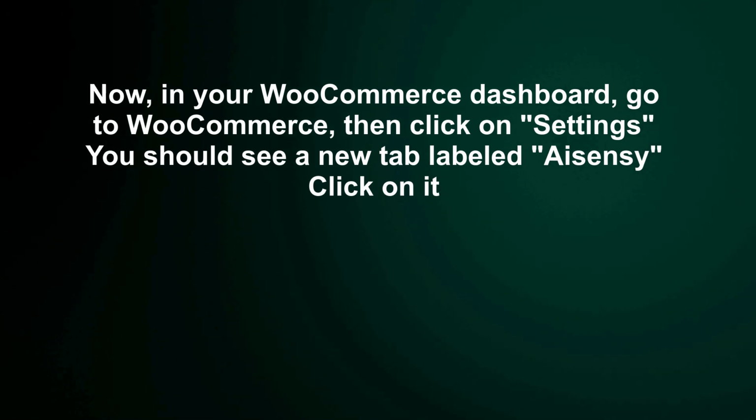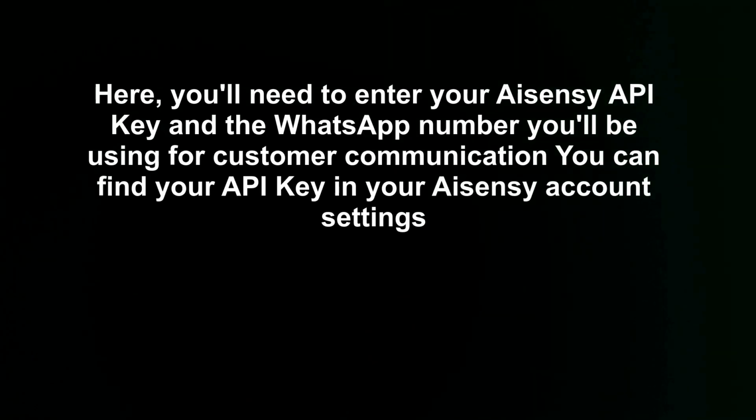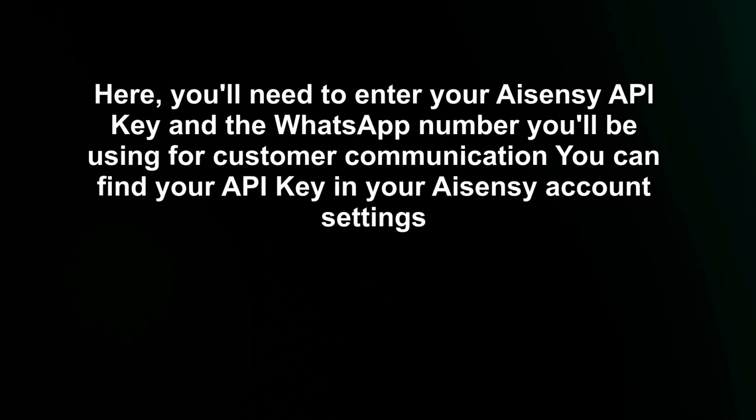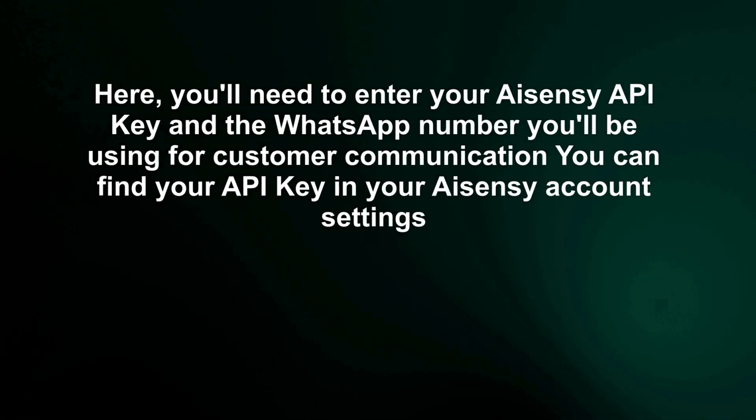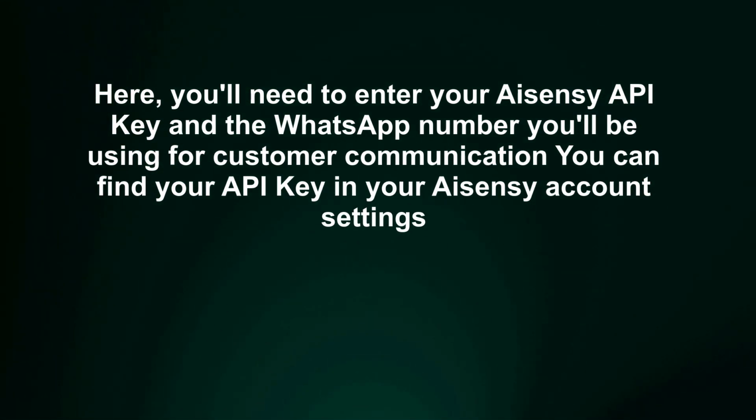Now, in your WooCommerce dashboard, go to WooCommerce, then click on Settings. You should see a new tab labeled AiSensy. Click on it. Here, you'll need to enter your AiSensy API key and the WhatsApp number you'll be using for customer communication. You can find your API key in your AiSensy account settings.